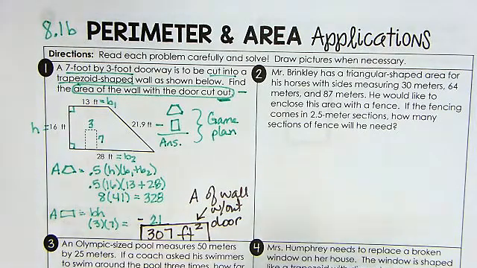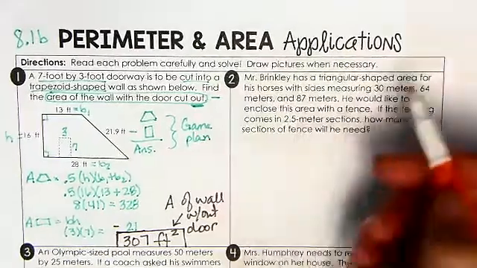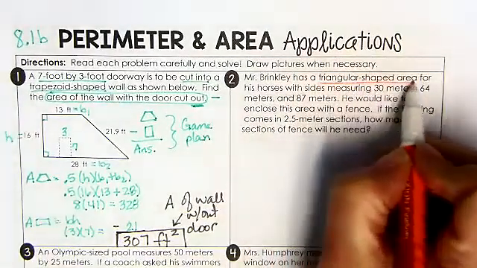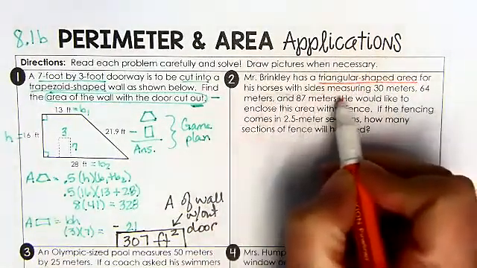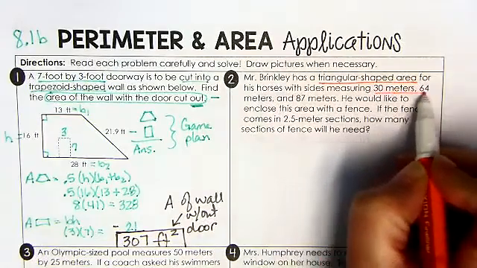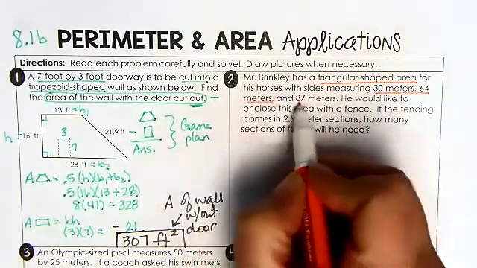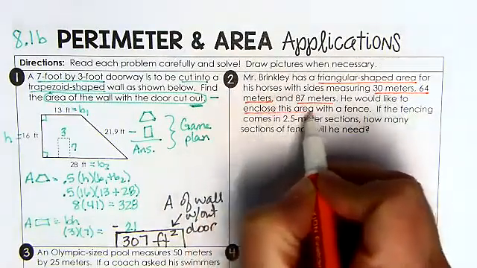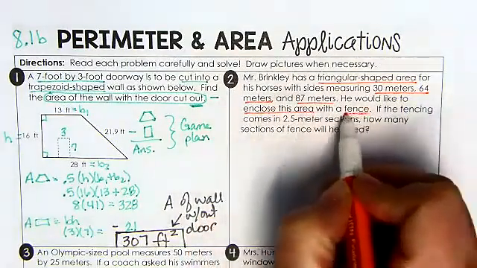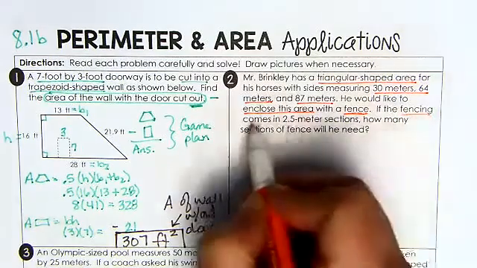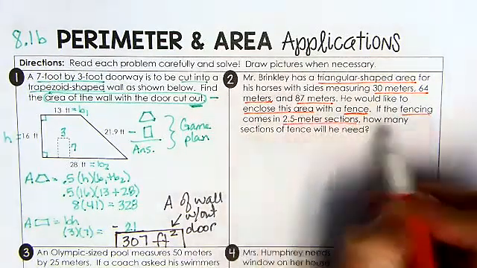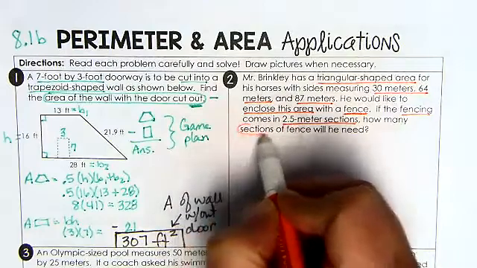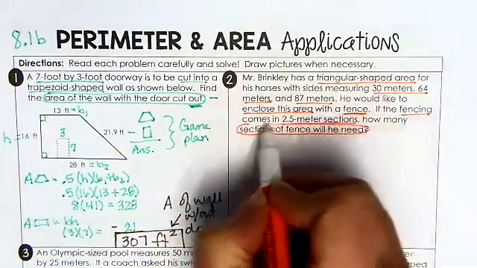It says, Mr. Brinkley has a triangular shaped area for his horses with sides measuring 30 meters, 64 meters, and 87 meters. He would like to enclose this area with a fence. If the fencing comes in 2.5 meter sections, how many sections of fence will he need?